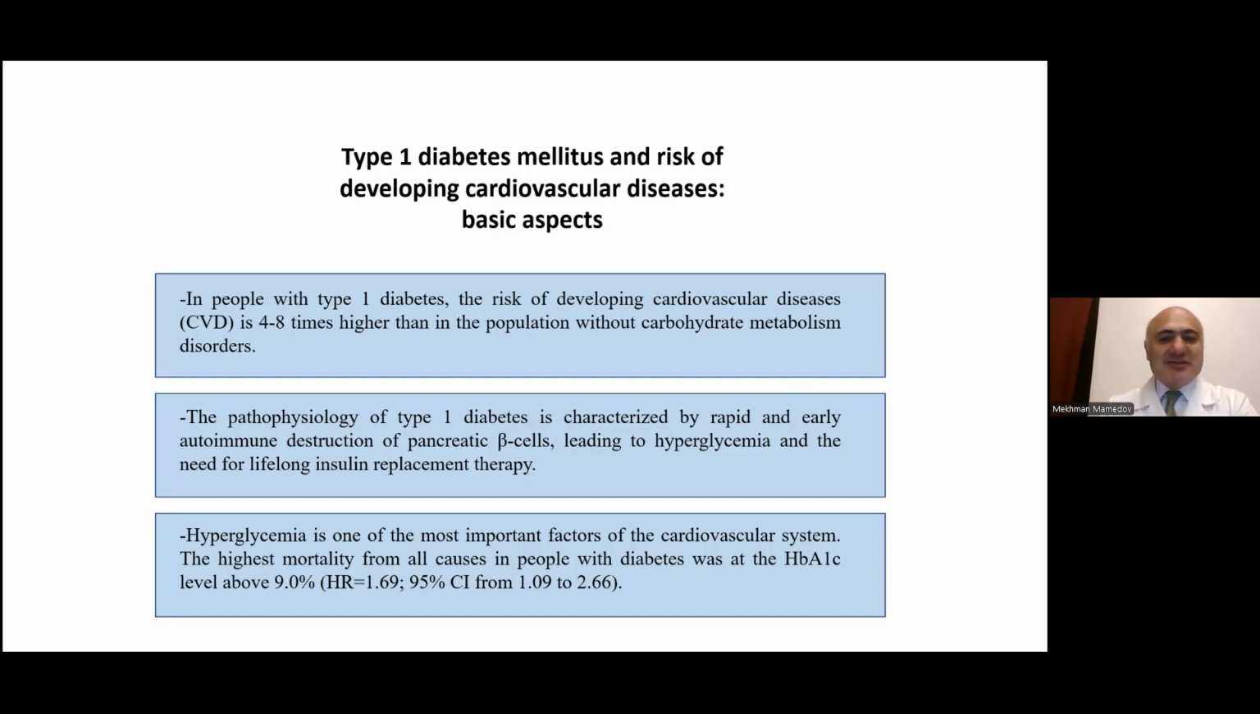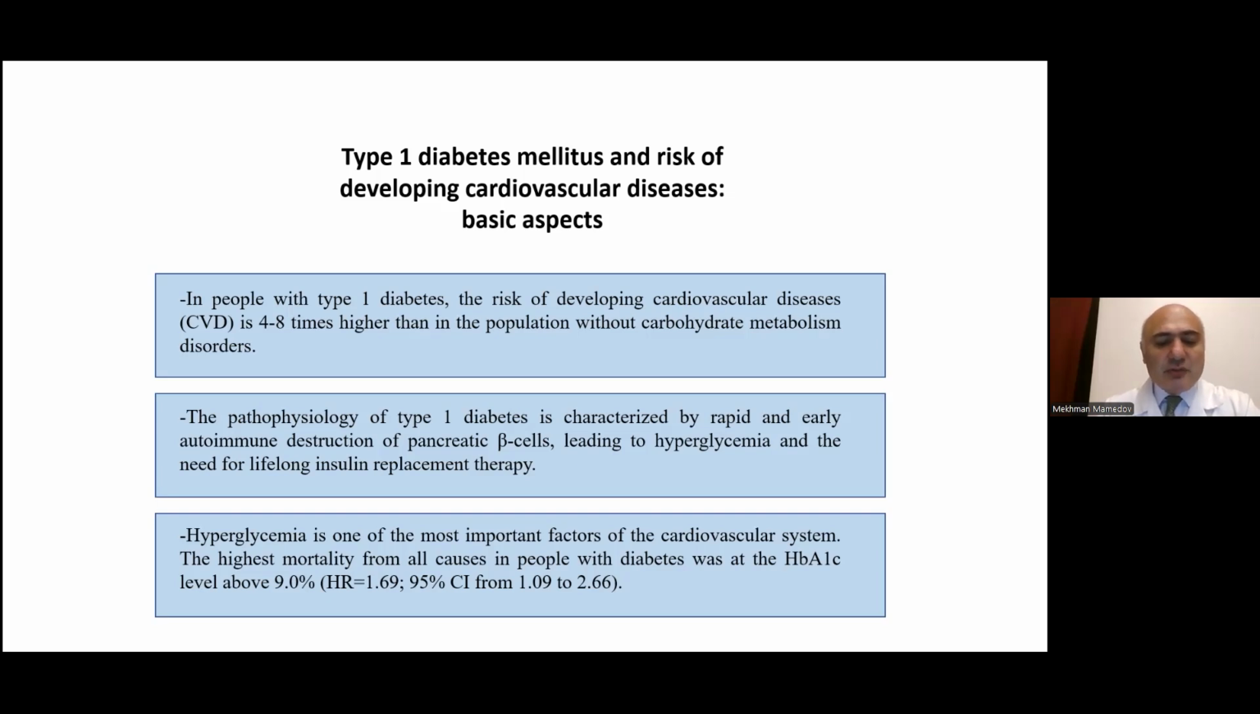Also, I would like to demonstrate some basic aspects of the relation of type 1 diabetes mellitus and risk of cardiovascular disease. In people with type 1 diabetes, the risk of developing cardiovascular disease is 8 times higher than in the population without carbohydrate metabolism disorders. The pathophysiology of type 1 diabetes is characterized by rapid and early autoimmune destruction of pancreatic beta cells, leading to hyperglycemia and the need for lifelong insulin replacement therapy. Hyperglycemia is one of the most important risk factors for the cardiovascular system.